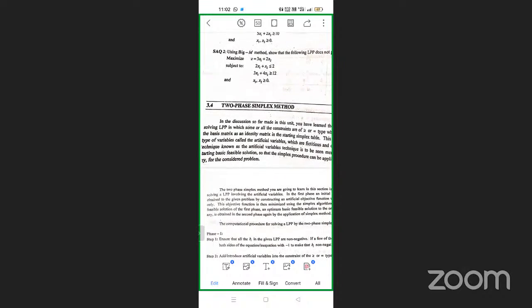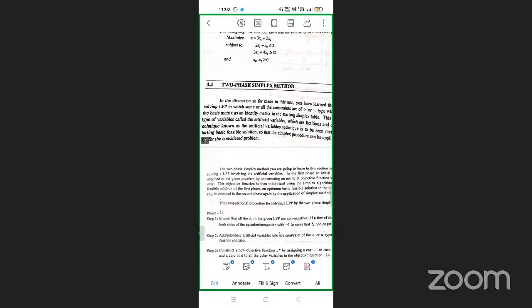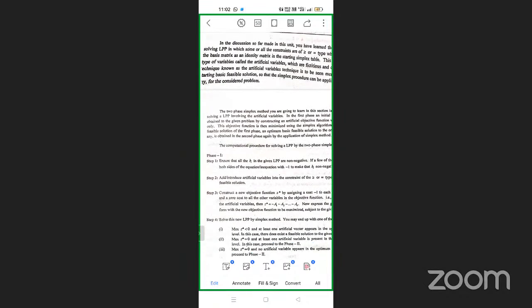Next, the 2-phase simplex method. This is a very important method.